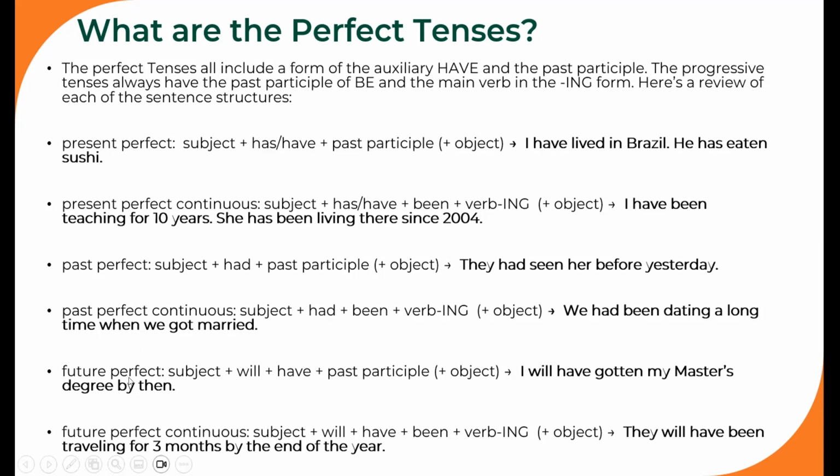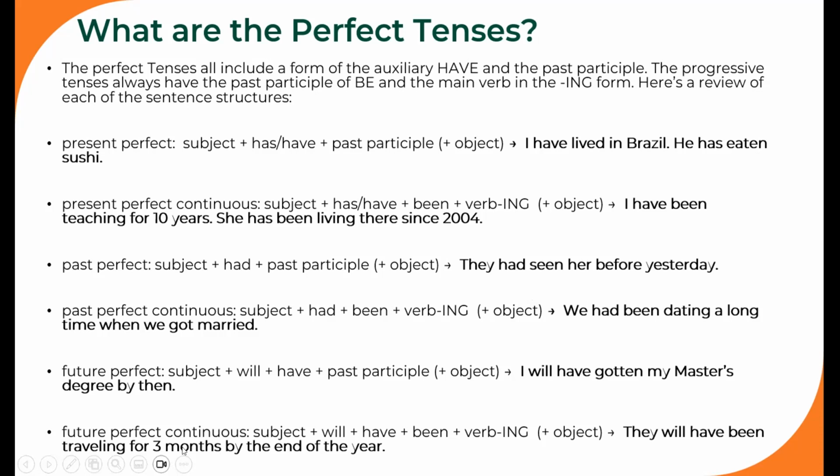Then we have the future perfect. Okay? The future perfect is with will, or as we saw, we can also use would like. I will have gotten my master's degree by then. Okay? Habré obtenido mi maestría, mi título para entonces. I will have gotten my master's degree by then.